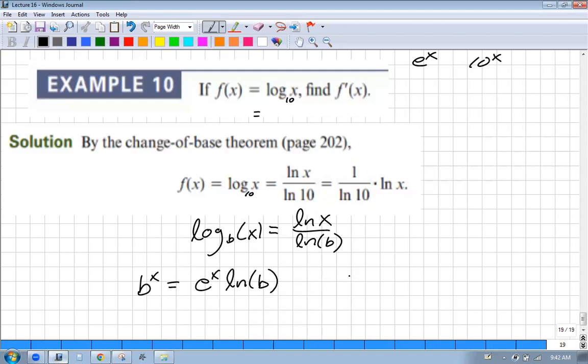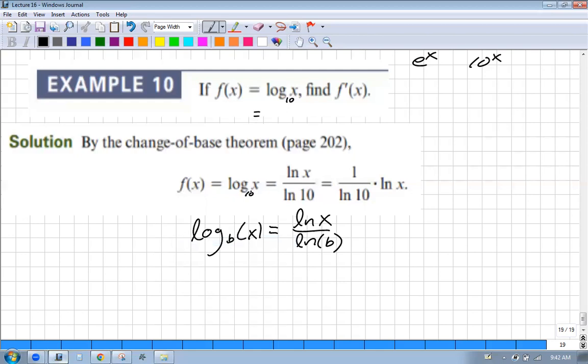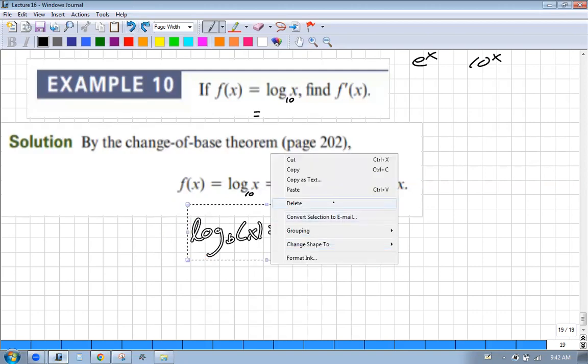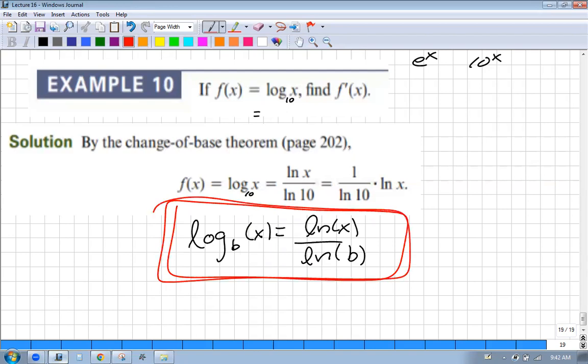My brain is not working this morning. So foggy. Anyhow, if you're switching from your base, whatever that base is, to the natural log, you just have to divide by the natural log of your old base. So just remember that: log base b of x is natural log of x over natural log of b. You just have to scale it. That's your change of base formula.